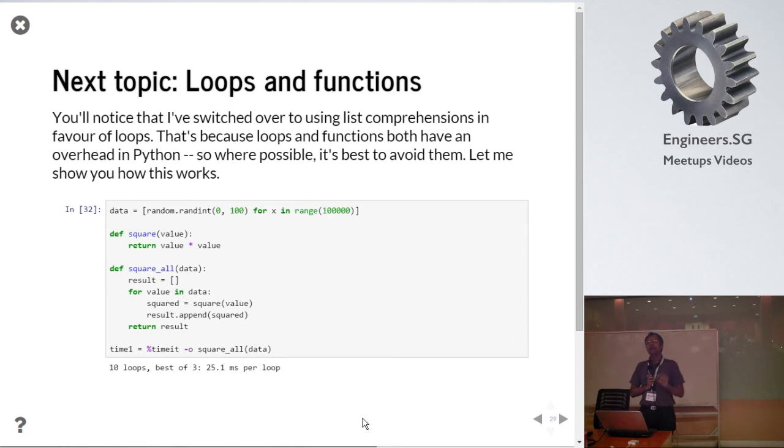Firstly, if you find a need to optimize, then if you're using functions and loops, avoid them. If you don't find a need to optimize them, don't optimize in the first place. So let me show you how this works. Let's take this particular scenario.